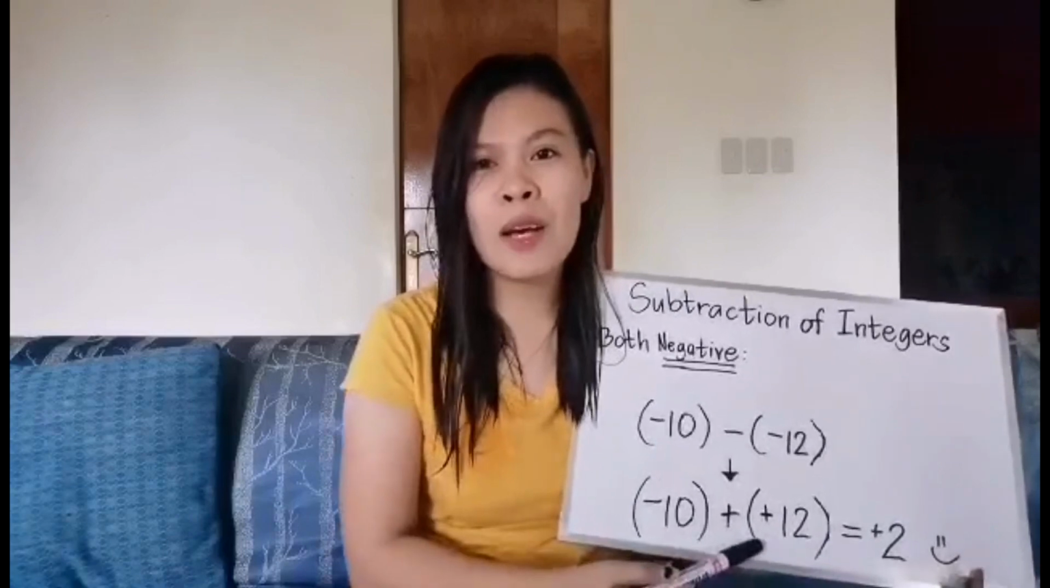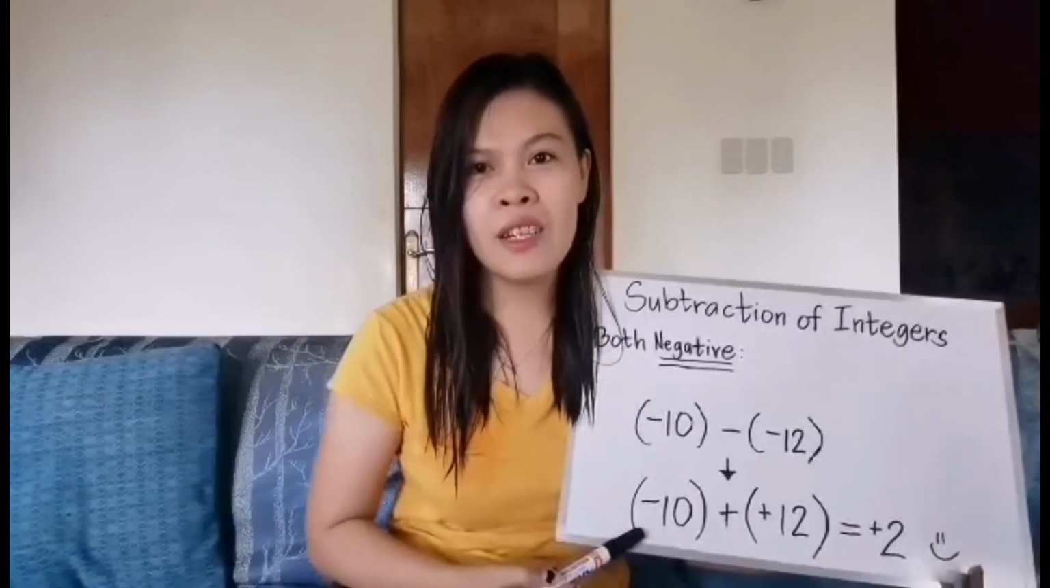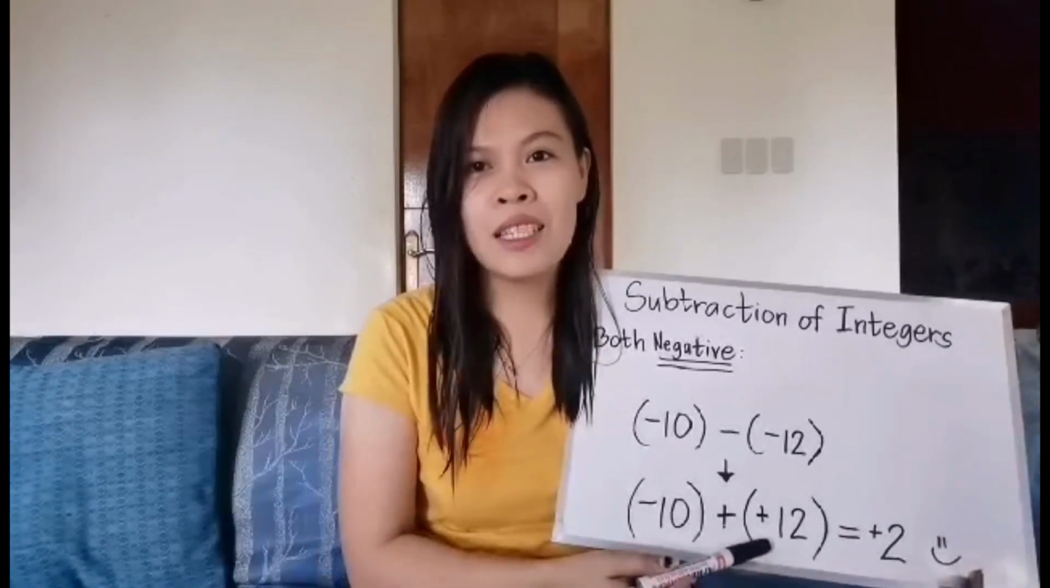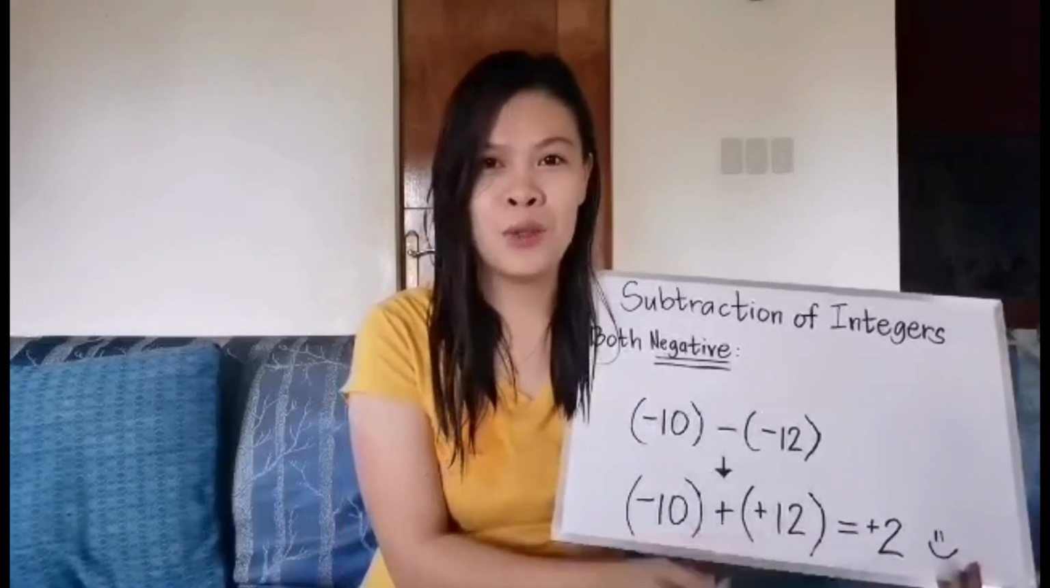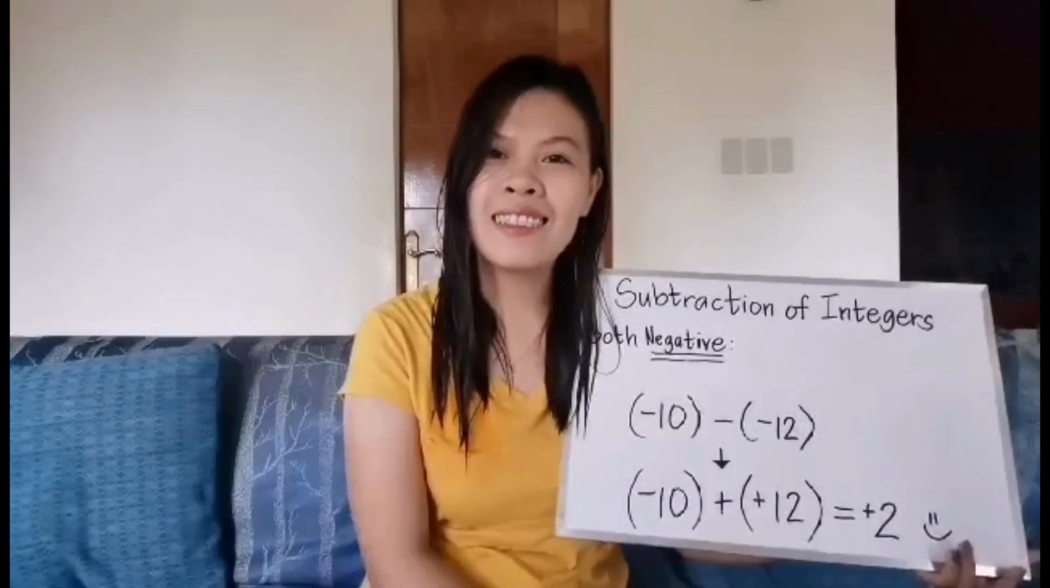So, how much bigger is positive compared to negative? Positive 12 is bigger by 2. So, the answer is positive 2. Easy, right, math lovers? Easy lang.